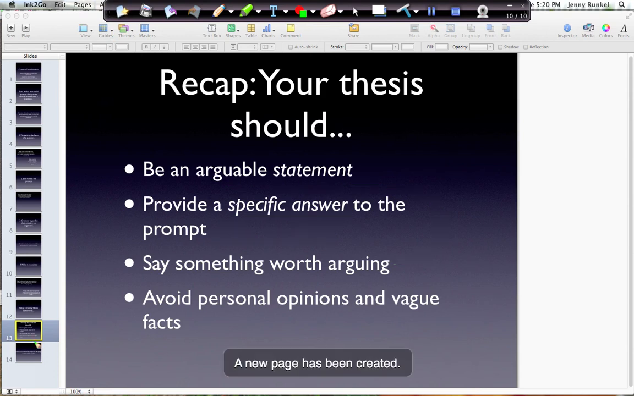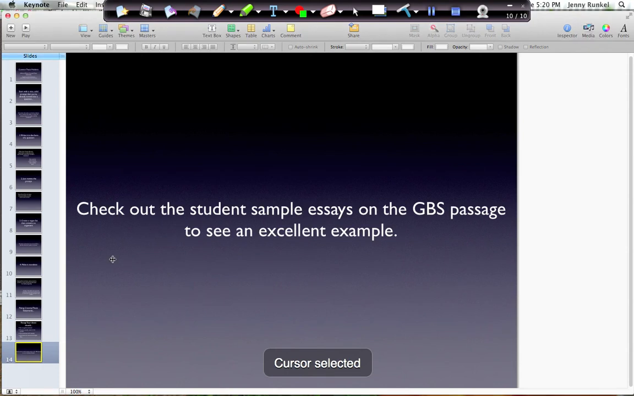All right, so the best way is just to practice and to see some student samples of good thesis statements. I think it'd be a good idea if you looked at the George Bernard Shaw passage again and look at the student samples that I gave you in class today. Especially the third one. It has a fantastic thesis statement and it's a very well written essay.